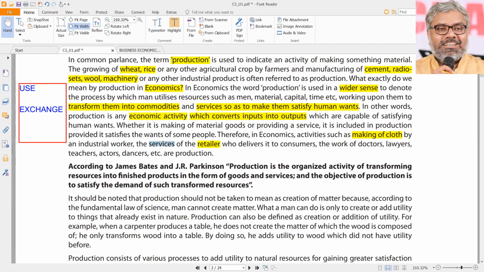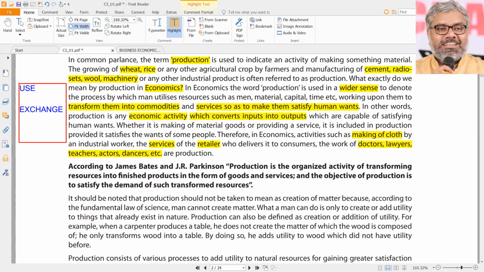And that service is satisfying some want of some people. That is creating some value there. And that value is what is created by the economic activity. It could be manufacturing or it could be service also. Either of them is considered as production. So the work of doctors, lawyers, teachers, actors, dancers, etc., everything is production in economics. So don't be under a narrow sense that production means manufacturing.